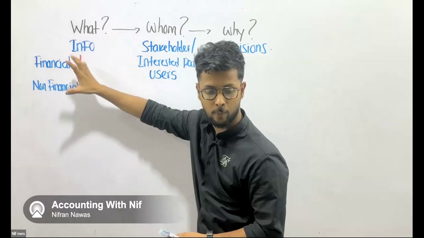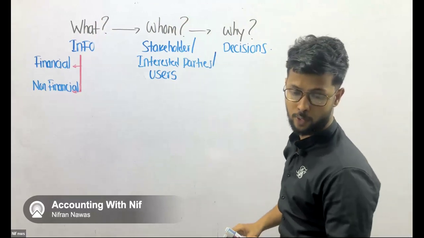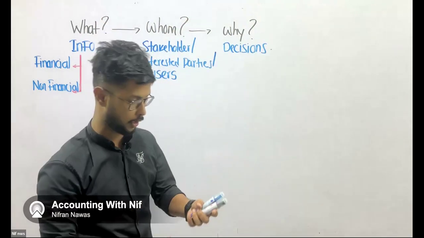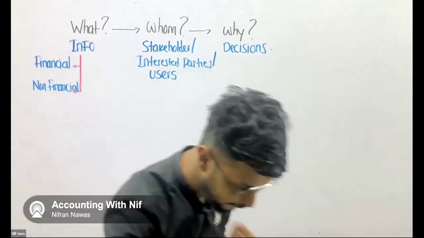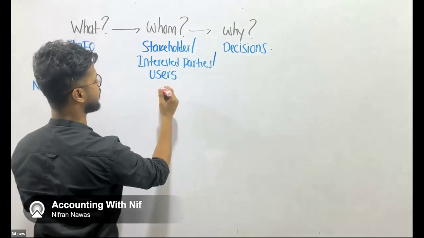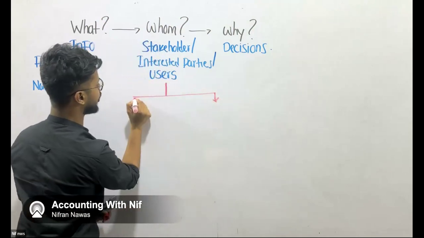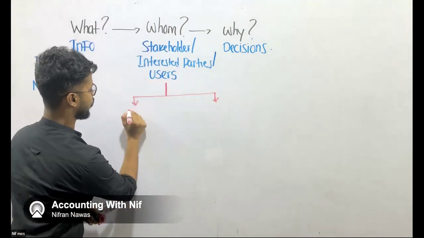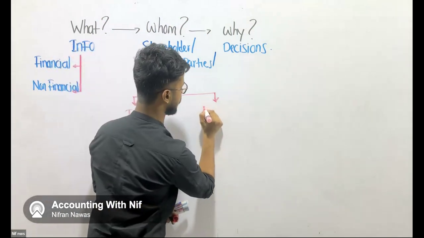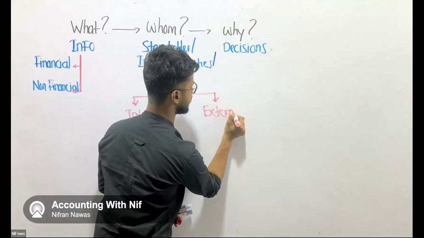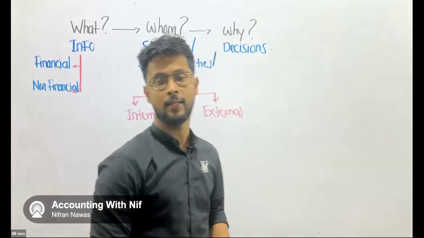So there you go. What are we providing? We are providing information. To whom are we providing it? We are providing it to the stakeholders. And why is such information provided? It is provided so that they can make economic decisions. Now, these interested parties, we can categorize them into two types, right? We have the internal stakeholders, and we also have the external stakeholders.